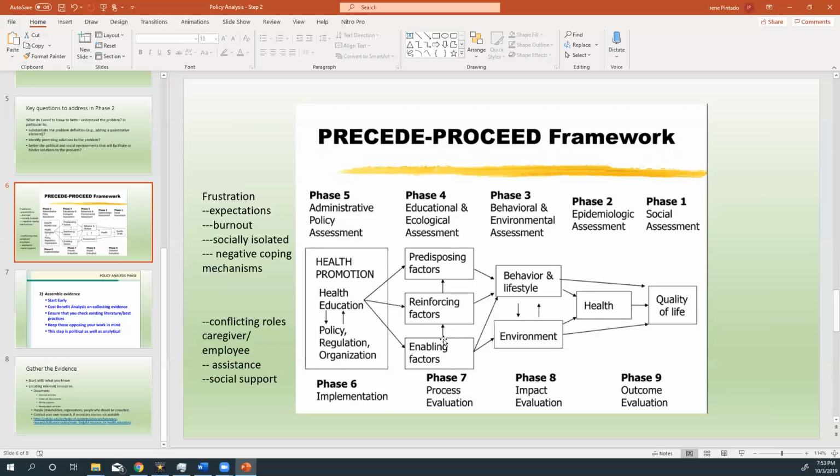Remember when I told you to look at a policy assessment, sort of an environmental, political assessment? That's phase 5, which covers the policies, regulations, and organizational functions. Are they going to be with us or against us in our policy? And then once you implement a policy, it needs to be evaluated.